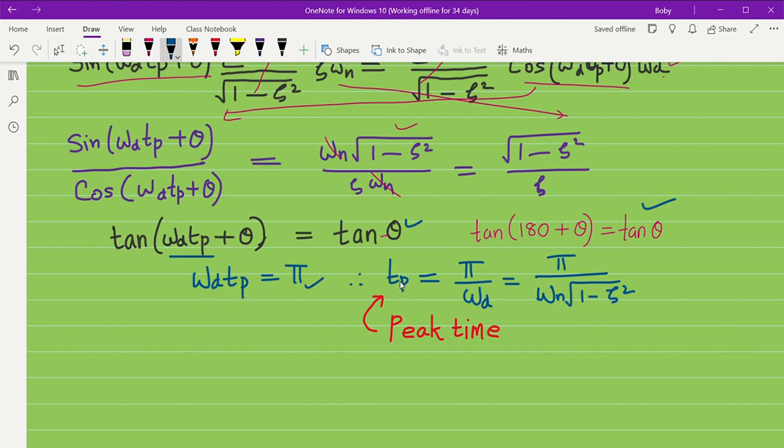So tp is equal to what? Pi by omega d, or pi by omega d is omega n into root of 1 minus zeta square. So the peak time expression we are getting is pi by omega d, or pi by omega n into root of 1 minus zeta square. So that is the expression for peak time.